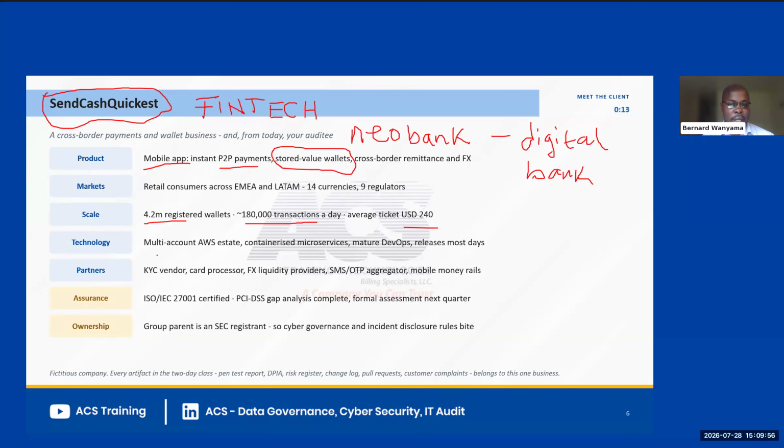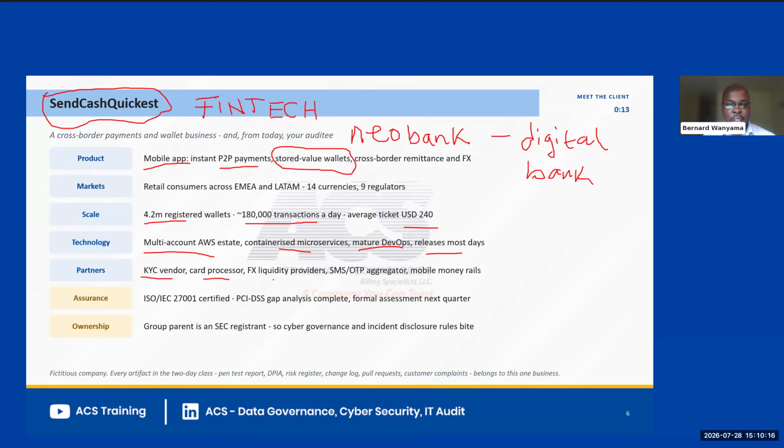The technology on the back end is cloud-based. In this case, I've chosen Amazon. You have containers, a DevOps process, and constant releases. You have different third-party vendors that you work with to deliver the service. You have KYC vendors.